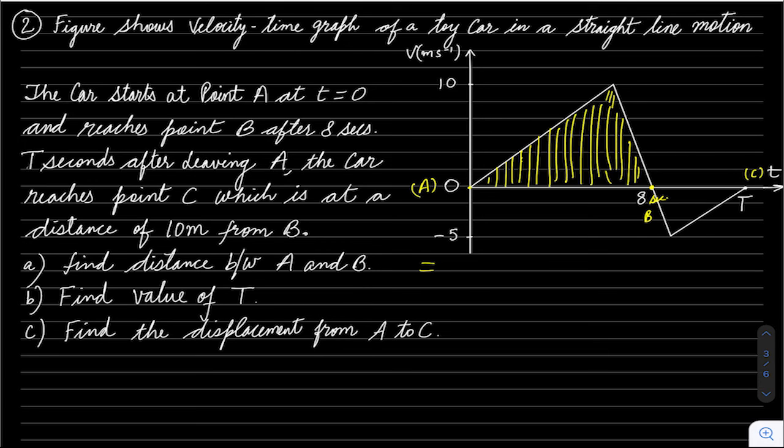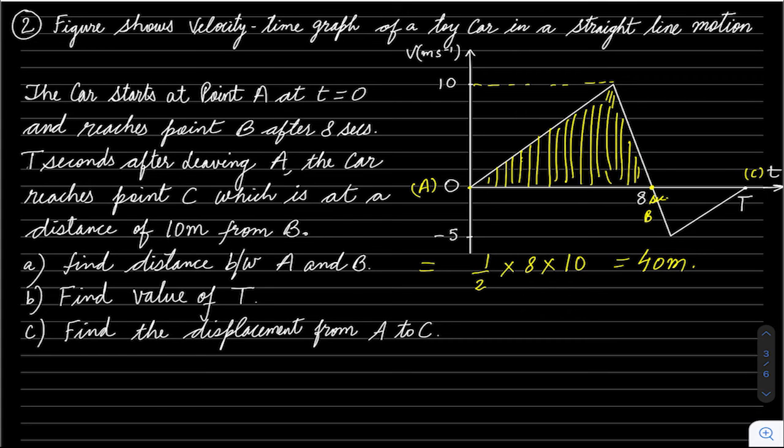So what's this area? This is a triangle. So area of triangle is half base times height. Base is 8, right? 0 to 8 seconds. So this is 8 into height. What's the height of this? 10. That's the maximum point, right? This is 10. So this is coming out to be 40 meters. Very good. So it means distance between AB is 40 meters.